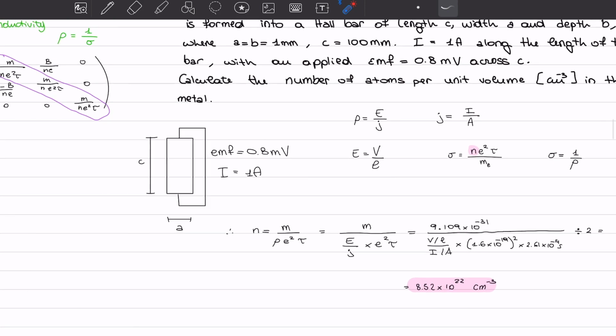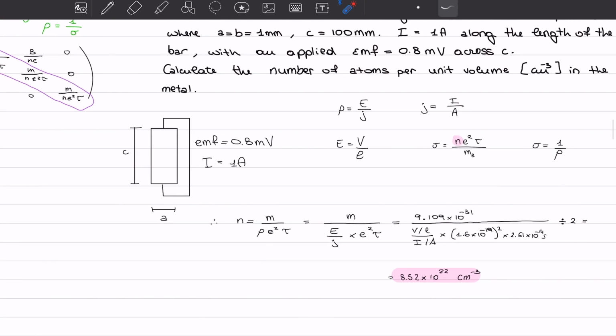So then we write everything down and we substitute it in the equation. So sub in for the electric field, sub in for the current density. So you get the mass of an electron, and then you get the voltage, EMF, over the length, and then over the current divided by the cross-sectional area, times the electric charge, the charge of an electron, squared times the scattering time.